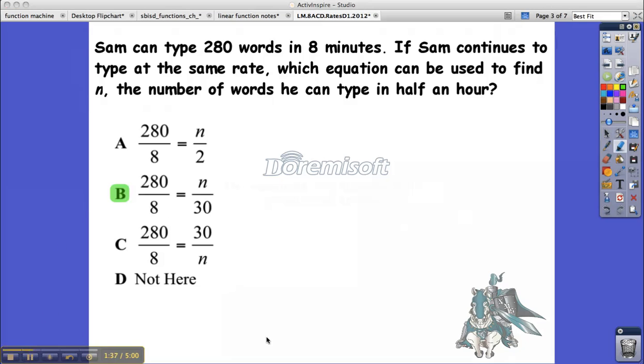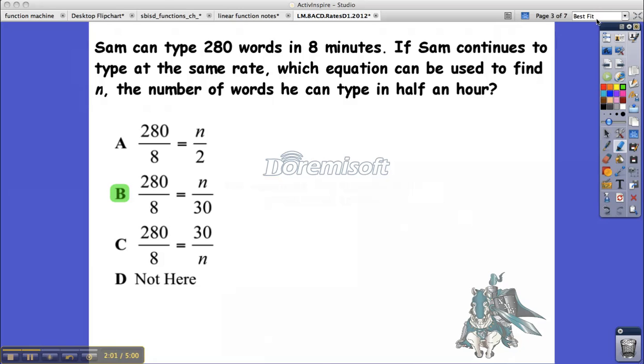Your answer for this one is B: 280 over 8 equals n over 30. If you didn't understand that problem, that's okay, we're going to go through and explain it. If you're wondering where the 30 came from, half of an hour is 30 minutes. We had to convert that to minutes to set up the proportion, because otherwise I couldn't use a proportion if it's not the same units. So let's do the next problem.